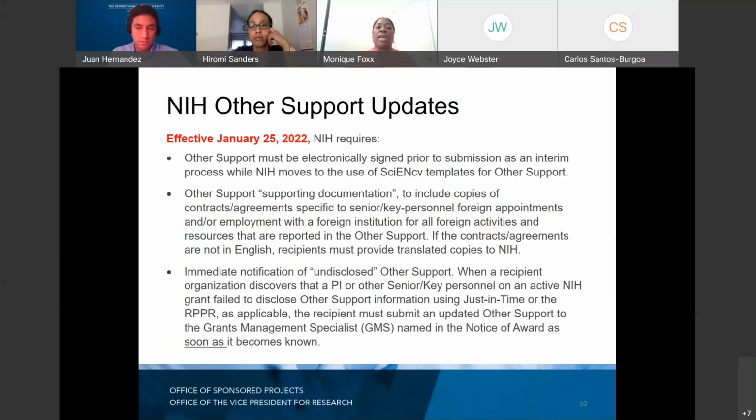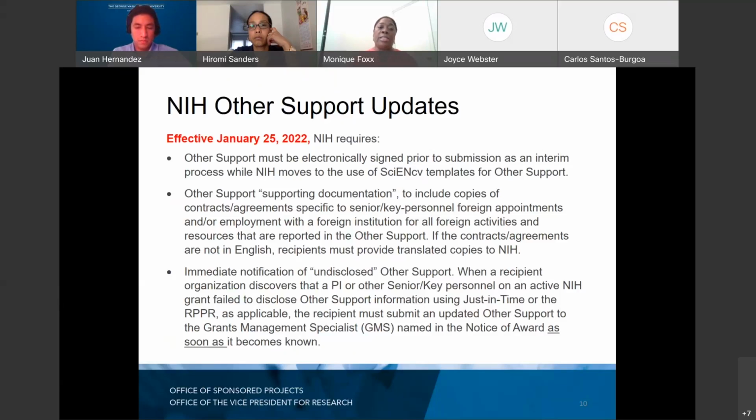So I do want to emphasize what will be effective January 25th, 2022. NIH will require Other Support to be electronically signed prior to submission as an interim process while NIH moves to the use of Science CV. This template, remember, will be available fiscal year 2022.